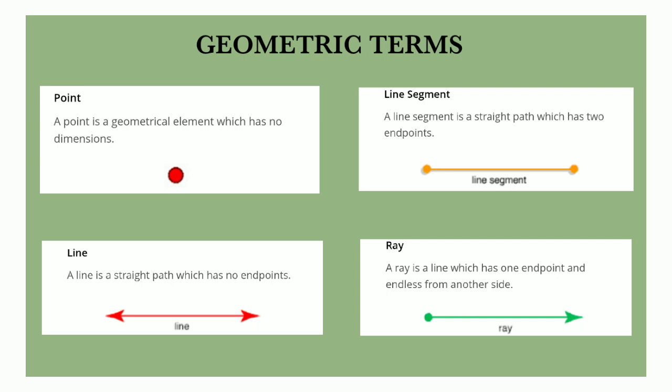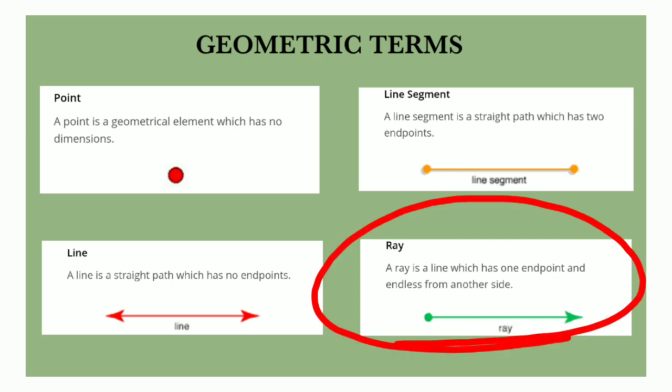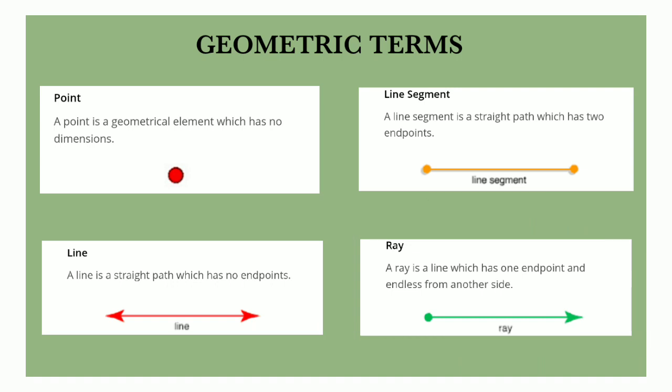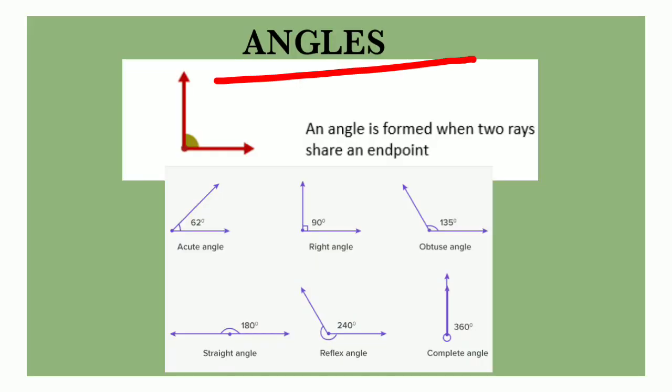Okay, the next one is ray. What is a ray? A ray is a line which has one end point and is endless from the other side. Okay, so see the picture. Here we have one end point, and that is also the initial point. From that point, the other side is endless. That is called a ray. Okay. The next one is angles. An angle is formed when two rays share an endpoint. Usually, using a protractor, we measure the angle.